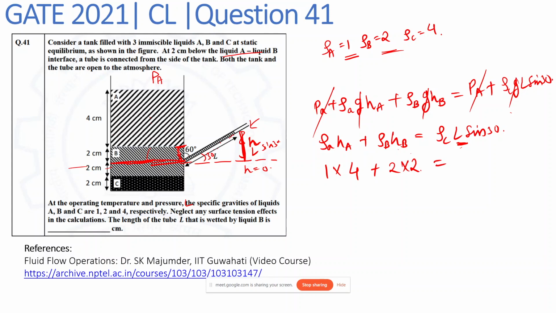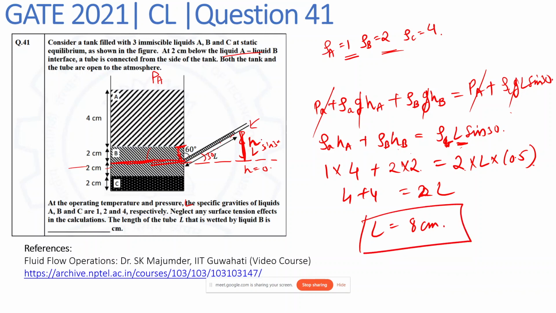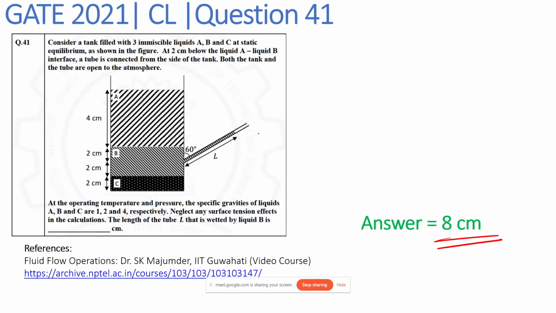Then over here also we have this B fluid. So rho B we have been given as 2, into L into sine 30, which is 1 by 2, that is 0.5. So this will be equal to 4 plus 4, which is equal to 2 into 0.5 is 1 times L. So length will be equal to 8 centimeter. So until 8 centimeter this pipe will be wetted. That is our final answer. So the final answer is 8 centimeter.